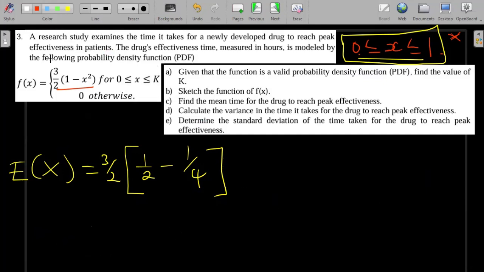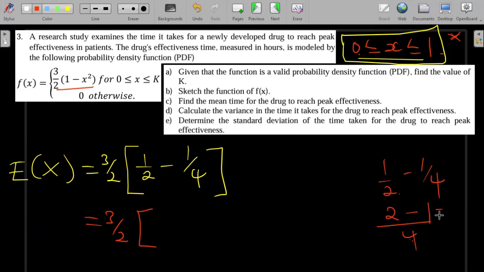So what is 1 over 2 minus 1 over 4? Common denominator is 4. 2 into 4, it's 2, 2 multiplied by 1, 2 minus 1. So this will just be 1 over 4. So I write 1 over 4 there, and then just multiply with the 3 over 2 outside. So what you're going to get there will be 3 over 8. So 3 over 8 will be our mean.